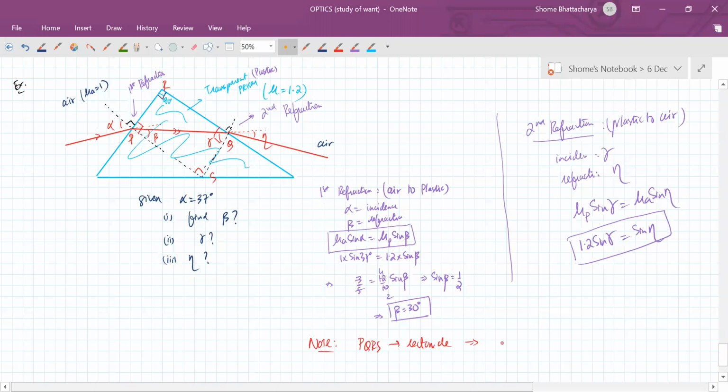Okay, so that means angle PSQ is 90 degrees. So therefore, in triangle PSQ, beta plus gamma has to be 90 degrees. So that is telling me now that gamma is equal to 60 degrees. So that's the second thing now. Okay. So as I said, a bit of application of geometry also comes in when we are discussing prism related questions.